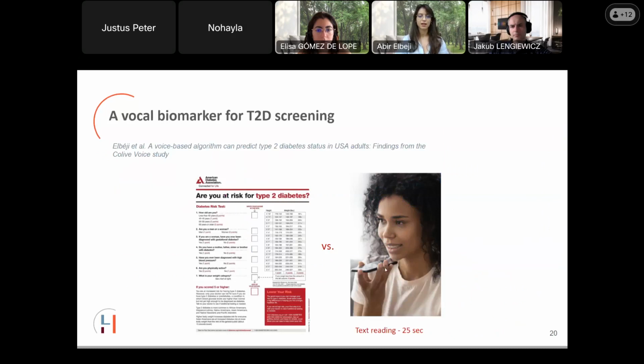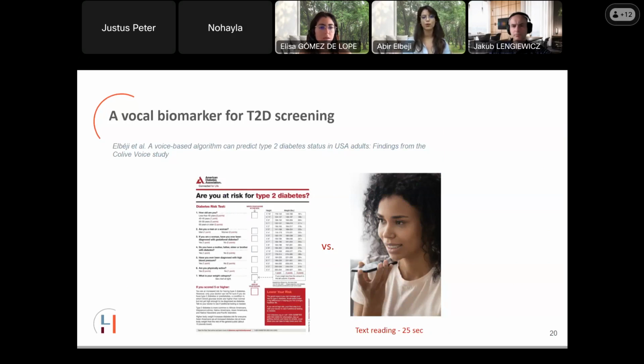Next, this is more special to me as a work, which is working on vocal biomarkers for type 2 diabetes screening. Here I just need to say that we don't want to use voice as a screening tool for type 2 diabetes. It's more of a first-line or at-risk prediction of people with type 2 diabetes.